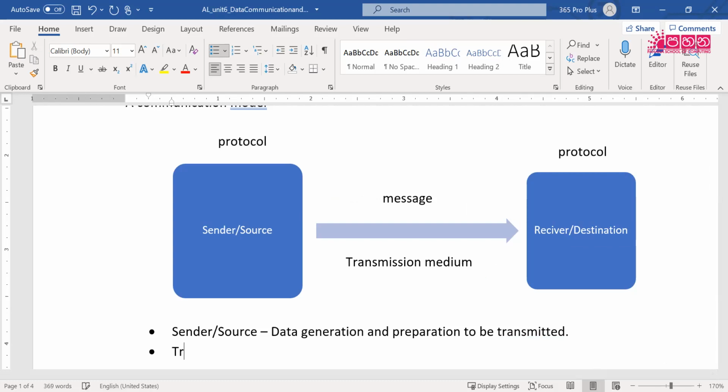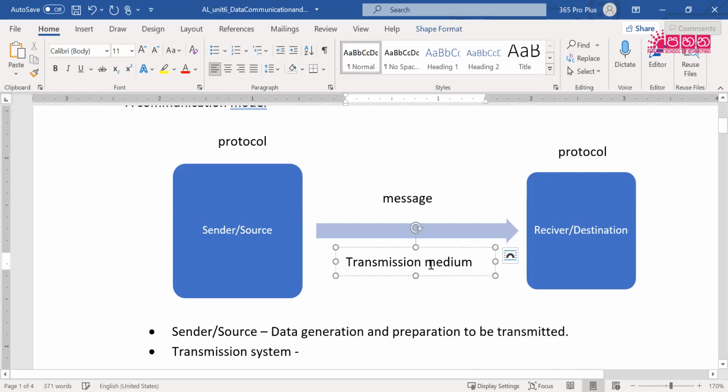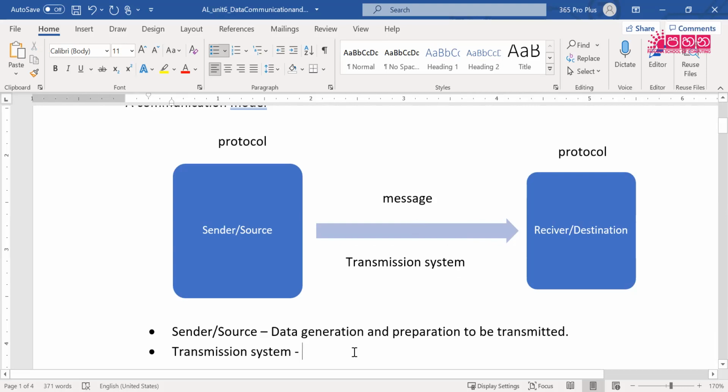Then you have a transmission system, or the medium, you can say. Actually, it will be the whole system that we should discuss: medium and protocols, everything together, right?